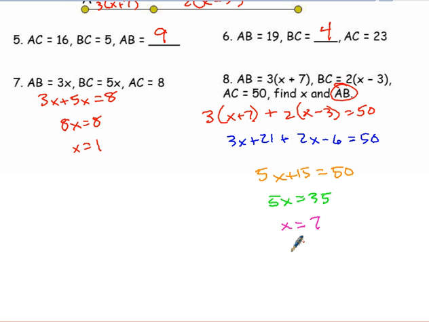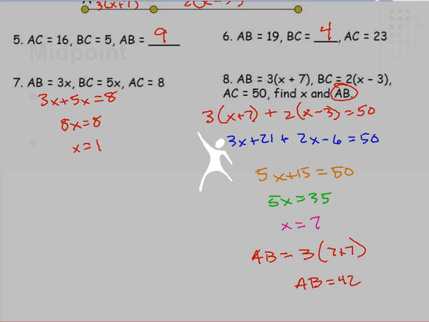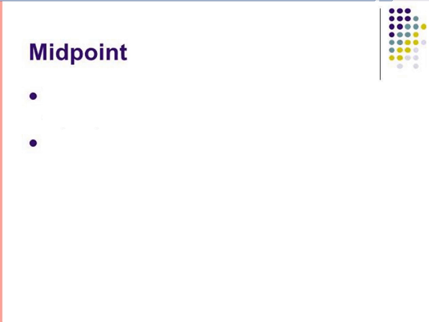So I'm going to take that 7 and plug it back in. AB is 3 times 7 plus 7. Well, 7 plus 7 is 14, and 14 times 3 is 42. So AB equals 42. All right. If the equations are giving you trouble, you need to let me know in class so we can work on that.